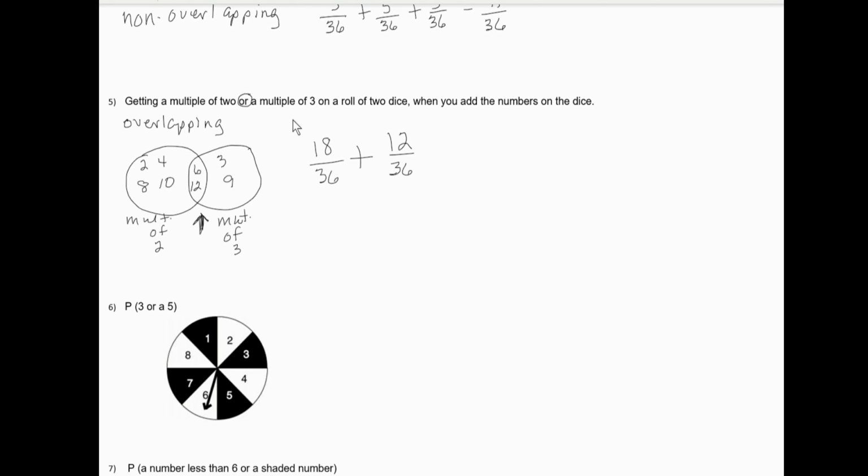And then we're going to subtract off the overlap. So subtract off how many 6s and 12s there are, the probability of getting a 6 or a 12. And there are 6 of those numbers in there. So subtract off 6 out of 36. And that will give you 24 out of 36, which simplifies to 2/3.